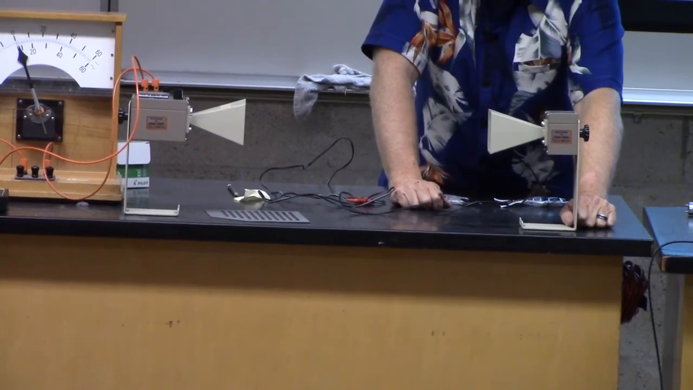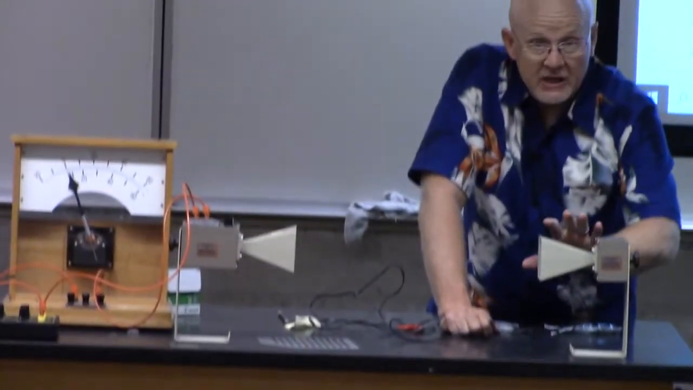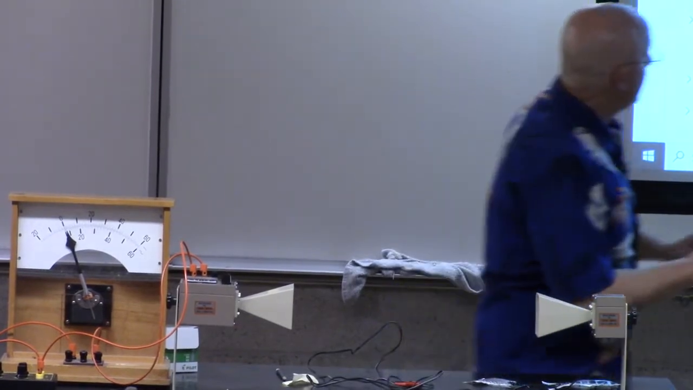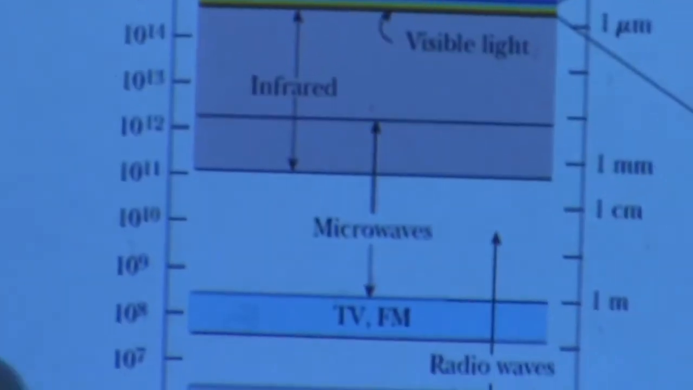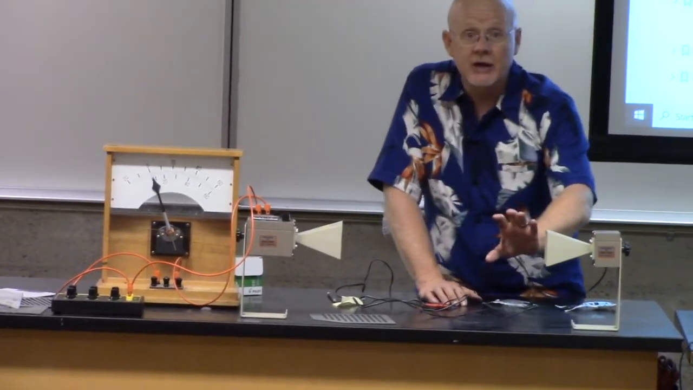I'll just call it 10 gigahertz. And so this 10 gigahertz would be right here. So it would be a little bit higher in frequency than the waves that are in your microwave oven. These are common microwaves used for communication. That's why these horns are here. This is blasting it out in this direction.